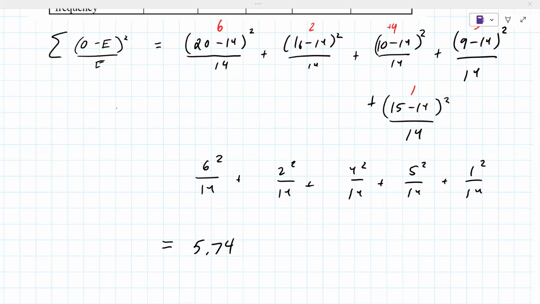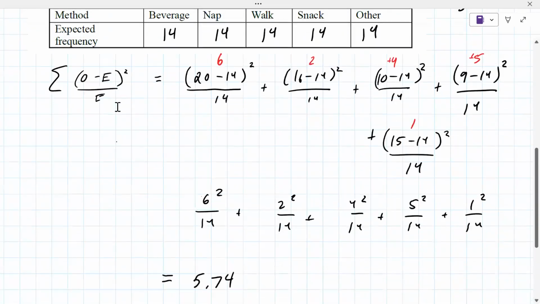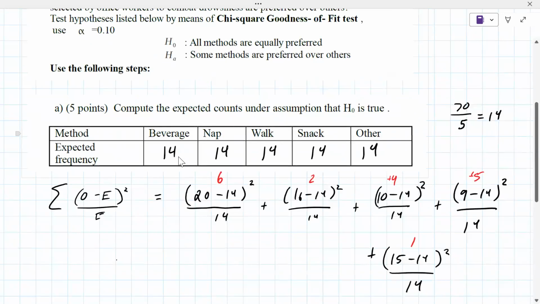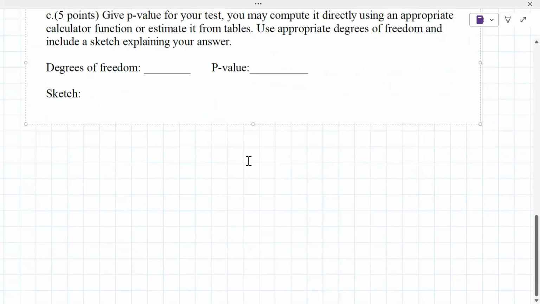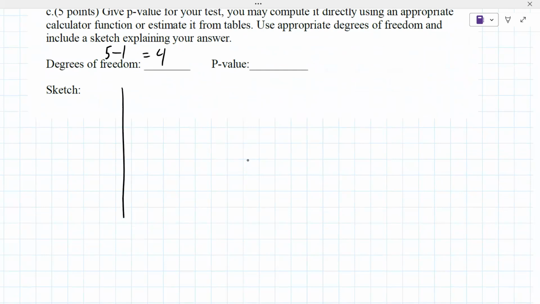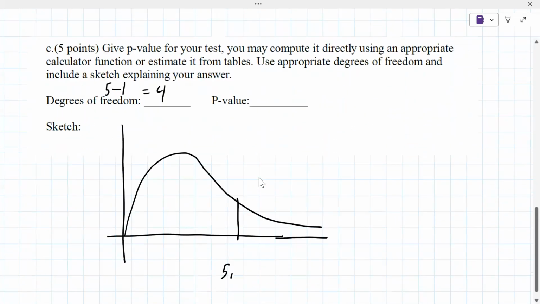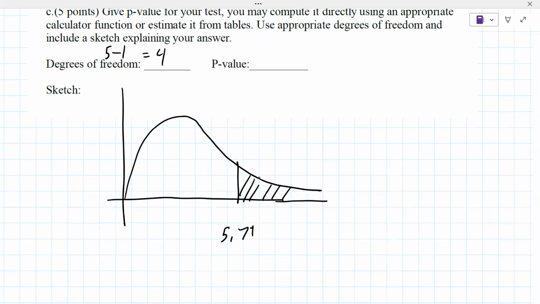So the next thing is to calculate the p-value of this. That's a little bit challenging here, depending on how we do it, but we need the degrees of freedom. The degrees of freedom is the number of rows or the number of columns minus 1. So there are 5 columns, the categories. So it's 5 minus 1, which equals 4. And then the sketch here, the chi-square distribution always looks like this. You put your test statistic value 5.74 here, and you're finding the area in the tail.